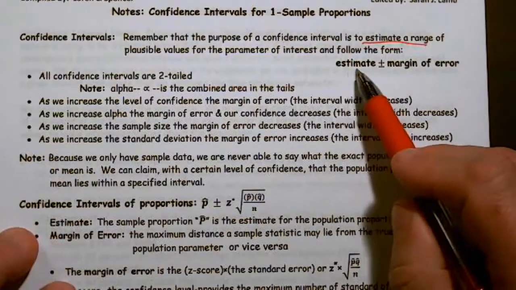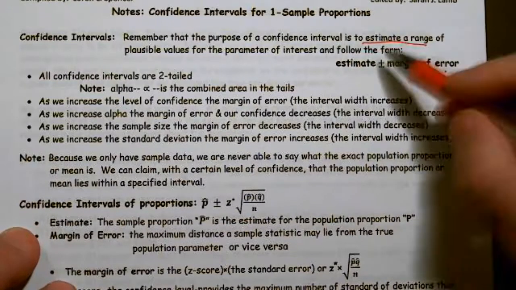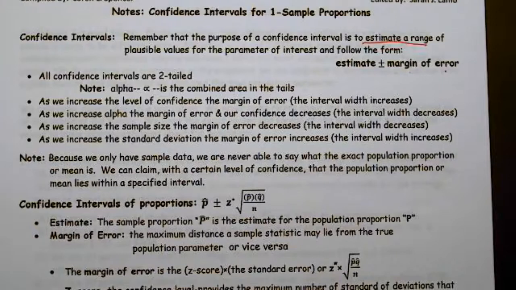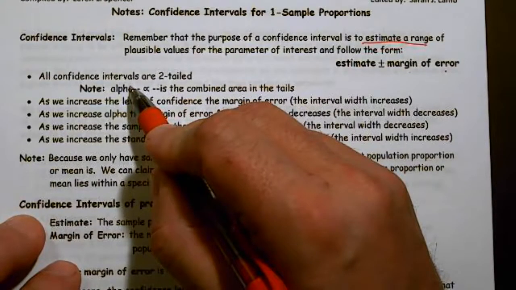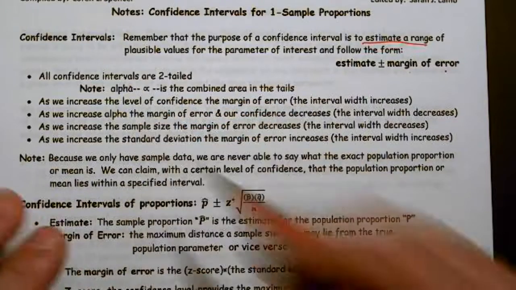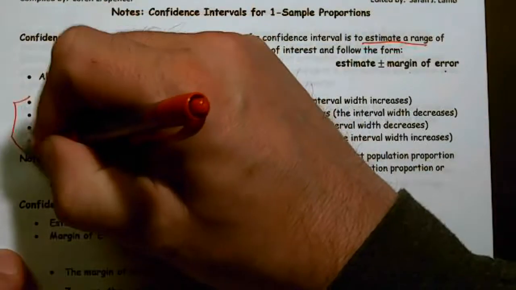And it's always the estimate plus or minus the margin of error. Okay, so everything after the plus or minus is a margin of error. Also, all confidence intervals are two-tailed, all right? And alpha is the combined area in the tail. Very important that you know this.